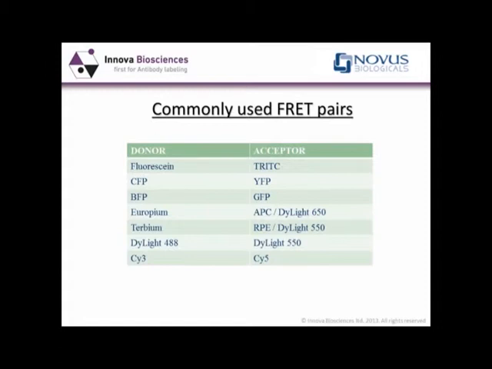You also have the smaller organic molecules that can be used as donor and acceptor pairs. For instance, DyLight 488 combining with DyLight 550, and a very common pair of Cy3 together with Cy5. As I mentioned, this is a very small selection of the number of FRET pairs that are actually available for use.